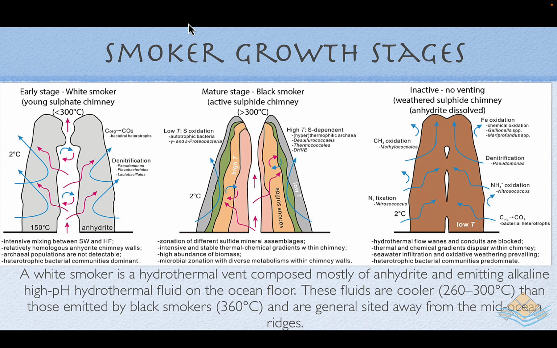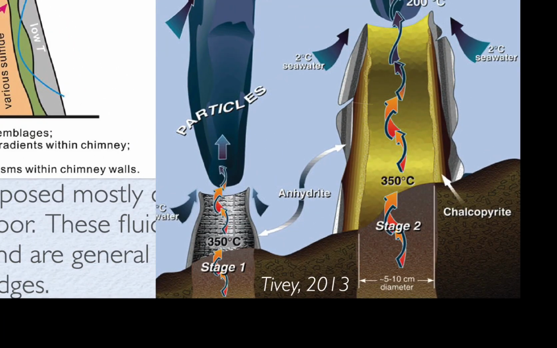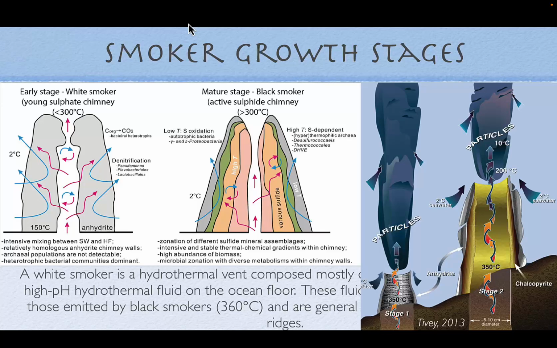Once the chimneys become inactive, we see no venting, and so we see a weathered sulfide chimney and the anhydrite starts to dissolve. So a white smoker is a vent composed mostly of anhydrite with some zinc sulfides, and we have a high pH hydrothermal fluid coming out of these chimneys. In the cooler stages is the anhydrite stage, and in the warmer stages are the metalliferous black smoker stages. So we can think of it as an association in the white smokers, and also perhaps the earlier stages of chimney formation dominated by anhydrite, and then a second stage dominated by the precipitation of sulfide minerals, but still with some anhydrite forming on the outer portions of the growing black smoker vents.